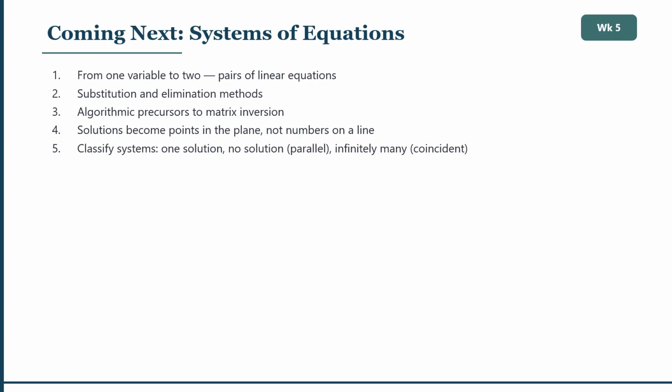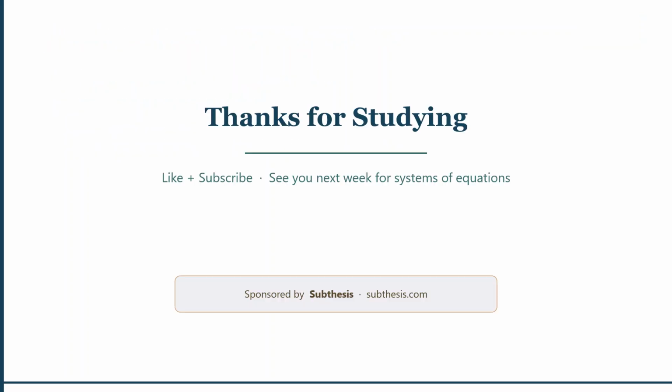Next week, you broaden from 1 variable to 2, pairs of linear equations forming a system. You will learn substitution and elimination, the algorithmic precursors to matrix inversion that powers closed-form linear regression and computer graphics. Solutions become points in the plane rather than numbers on a line, and you will classify systems by whether the lines meet at one point, run parallel, or coincide. That wraps up Week 4 and the 4-week opening unit of Math-1.